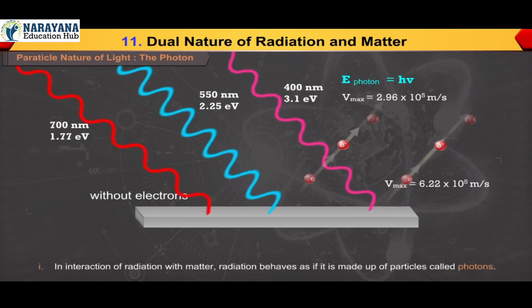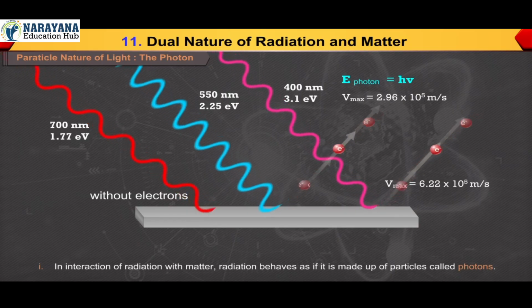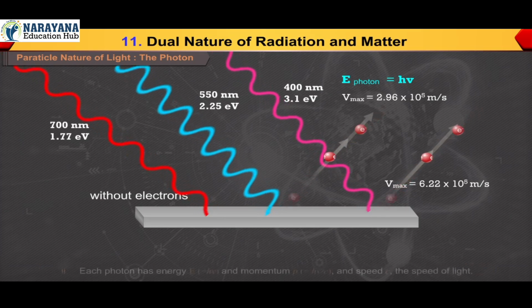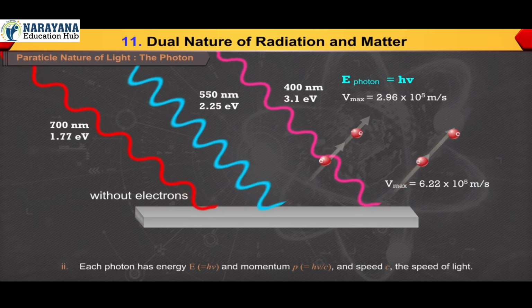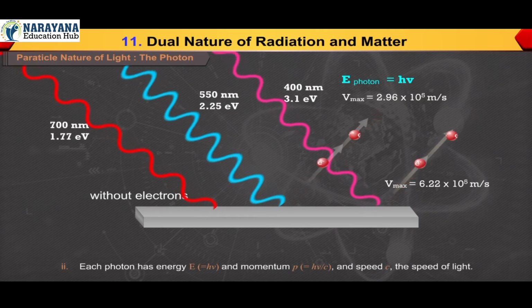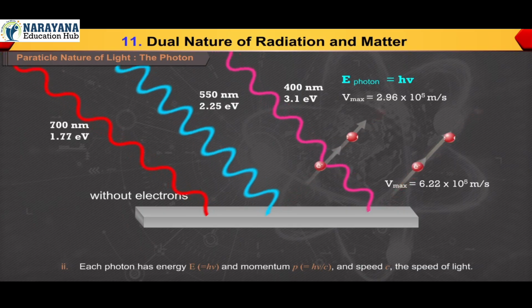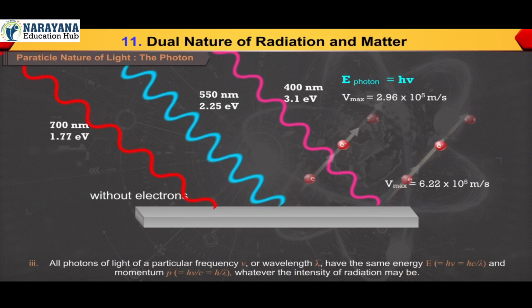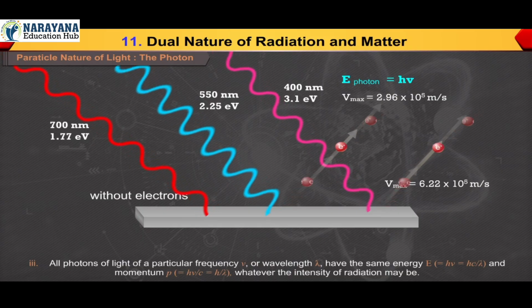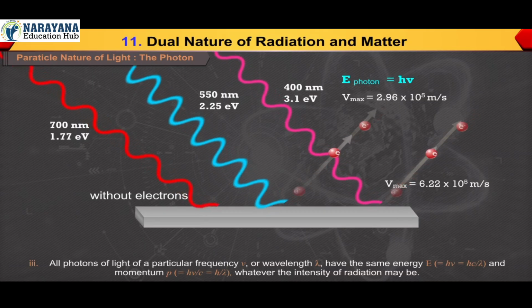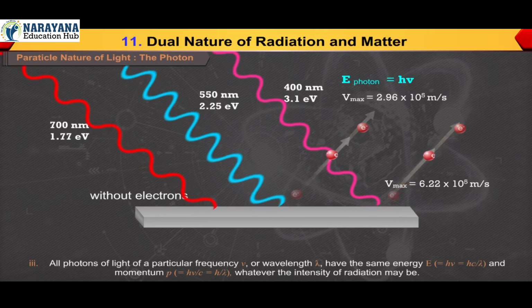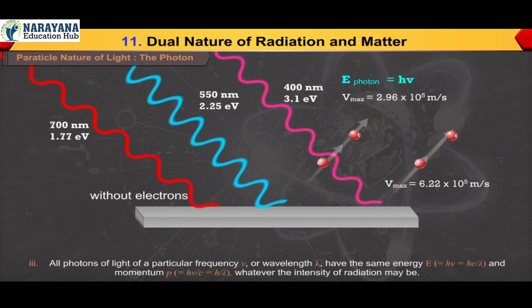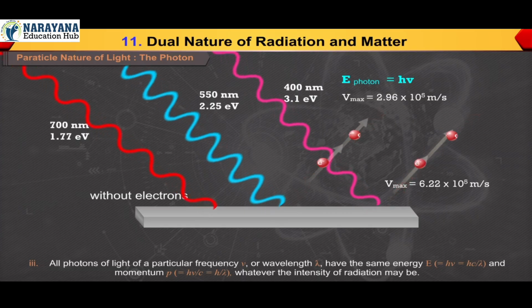We can summarize the photon picture of electromagnetic radiation as follows. Number 1. In interaction of radiation with matter, radiation behaves as if it is made up of particles called photons. Number 2. Each photon has energy E equals h nu and momentum p equals h nu upon c, where c is the speed of light. Number 3. All photons of light of a particular frequency nu or wavelength lambda have the same energy E equals h nu equals hc upon lambda, and momentum p equals h nu upon c equals h upon lambda, whatever the intensity of radiation may be.